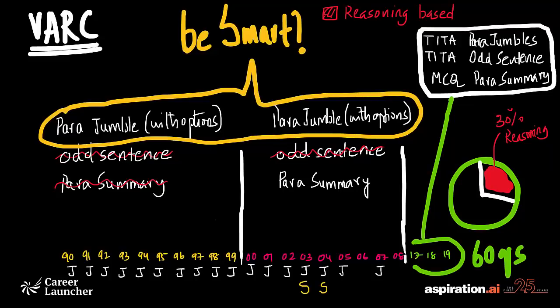But odd sentence questions in fact actually started once the CAT became online. We don't have too many questions from the CAT available to us. Paragraph summary was asked once in a while in the CAT, but post 15 onwards, obviously, we've seen it in every single test. So for that you will probably require other sources.